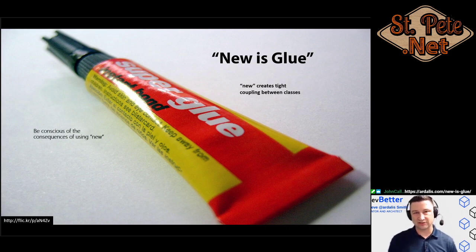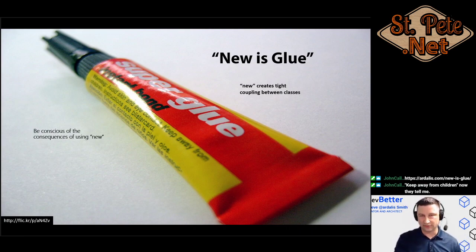So just be conscious of the consequences of using new. It's not that new is bad. It's not that new is evil, and you should never use new. Steve Smith says, don't use new. That's not true. You just want to be aware and not use it without thinking about it, right? It does create a dependency between your function or method or whatever it is you're doing, your class, and the specific instance that you're instantiating.